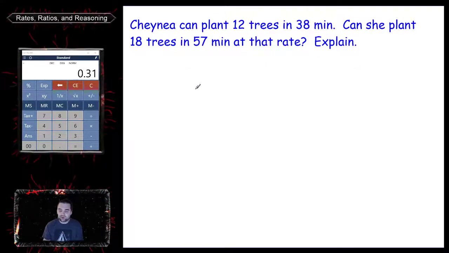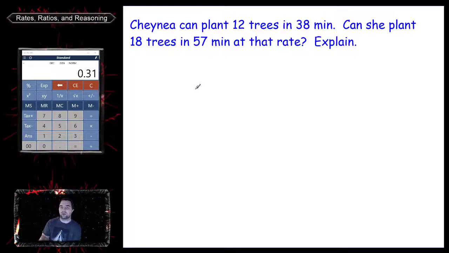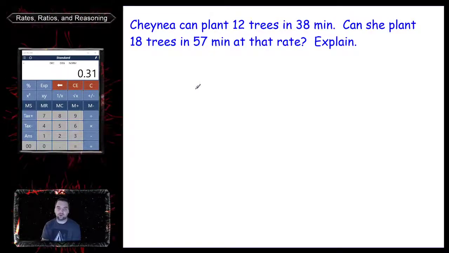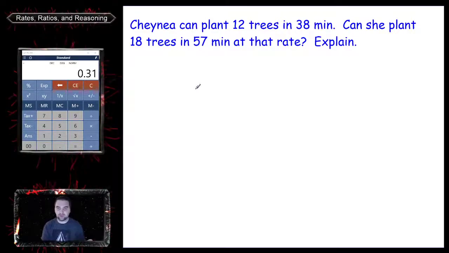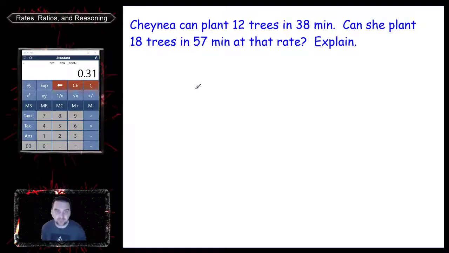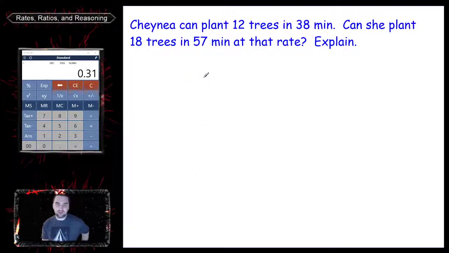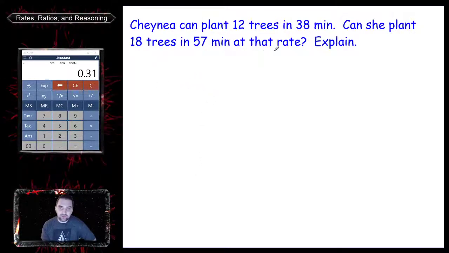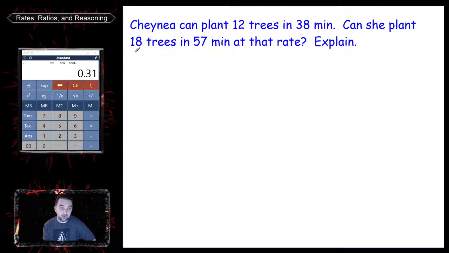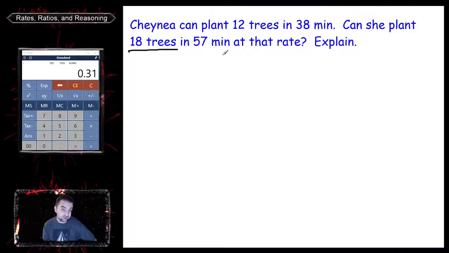So we know what rates are. They're comparing two things. And we also know from older stuff that equivalent ratios help us to tell the difference between two of the similar kinds of things. So we know that the rate is going to be the same. And we're just trying to figure out the unknown. And the unknown is however many trees she can plant.